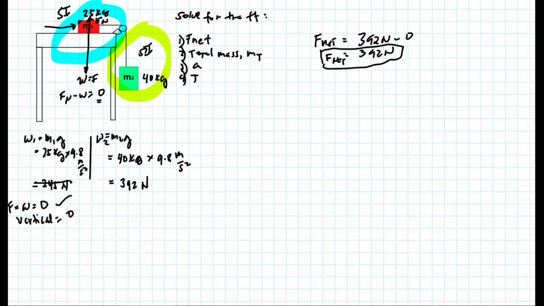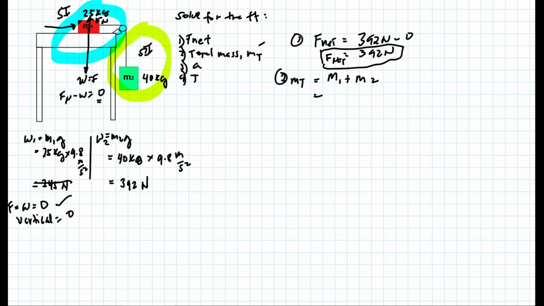Okay, so we're done with number 1. Let's now solve for number 2. Our number 2 is the total mass. Let's make it a small letter M and then capital T, so that we have uniform labeling similar to this. That is just the sum of M1 and M2.